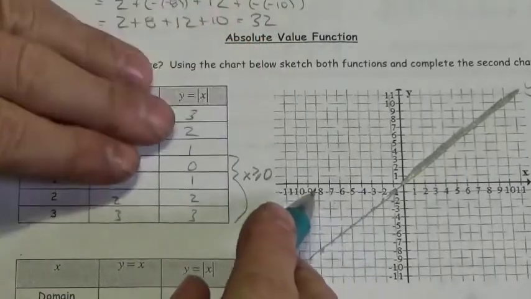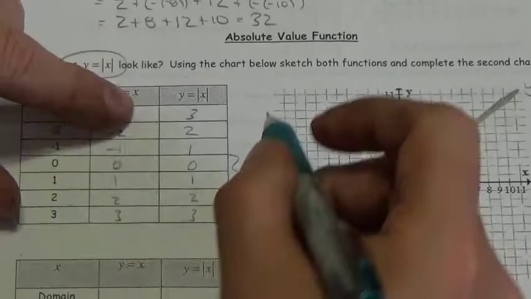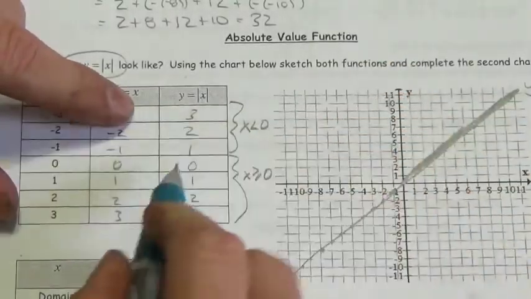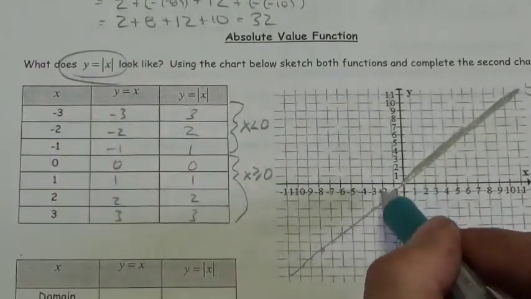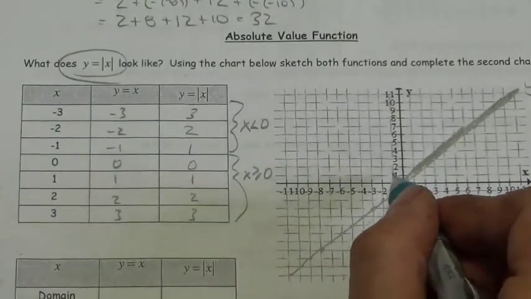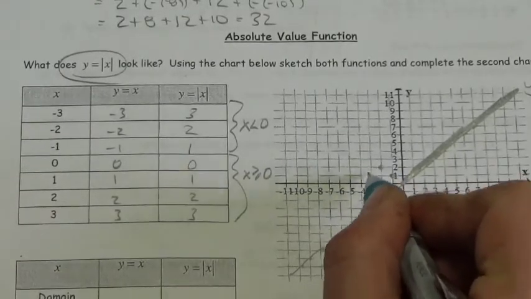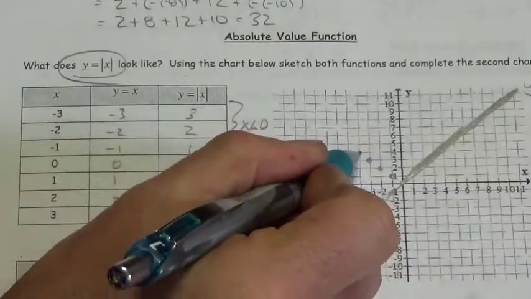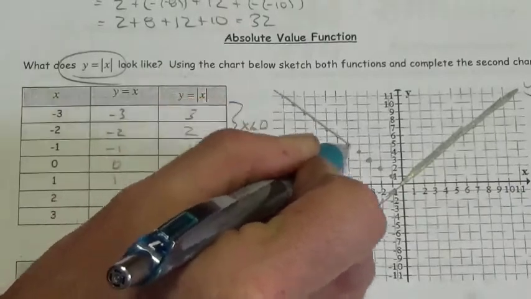But when x is less than 0, all of a sudden it changes, and the signs change. And so instead of going down to -1, it's going to pop up to +1. Instead of going to -2, it's going to go up to +2. -3 is going to end up at +3. And that's going to continue to work like that all the way up here. And so we get this thing right here.